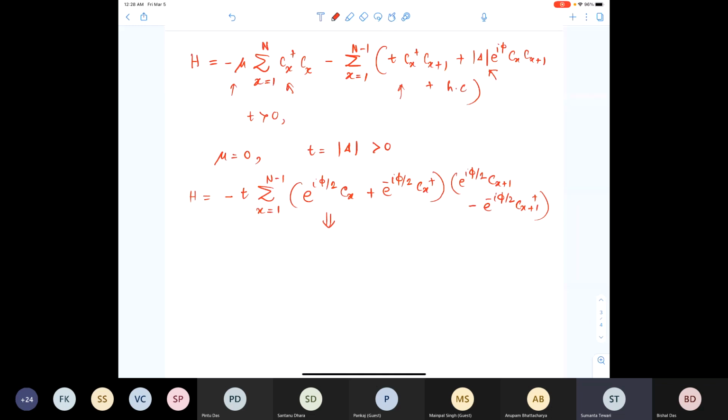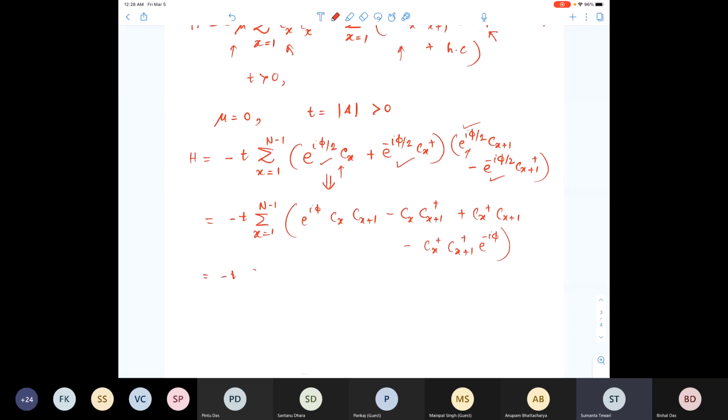So if I expand, then I'm going to get minus t sum over x equal to 1 to n minus 1. Then this multiplied by that is going to give me e to the power i phi c_x c_{x+1}, minus, I'm going to get c_x c_{x+1} dagger. That's from here and there. And then I'm going to get plus c_x dagger c_{x+1}. That's from this and that. And then finally, I'm going to get minus c_x dagger c_{x+1} dagger, and then e to the power minus i phi.